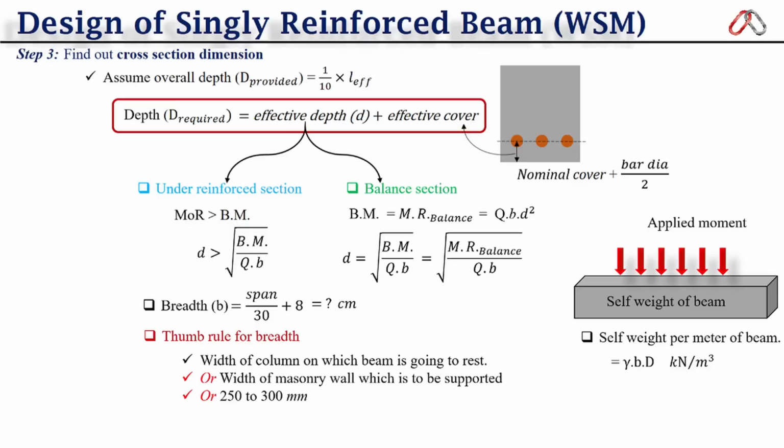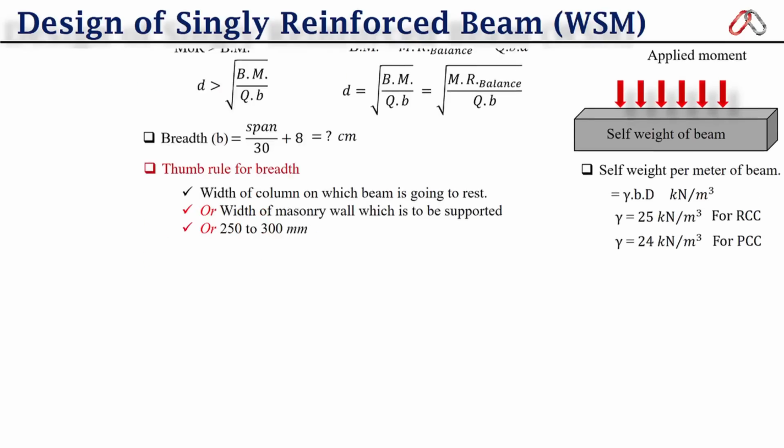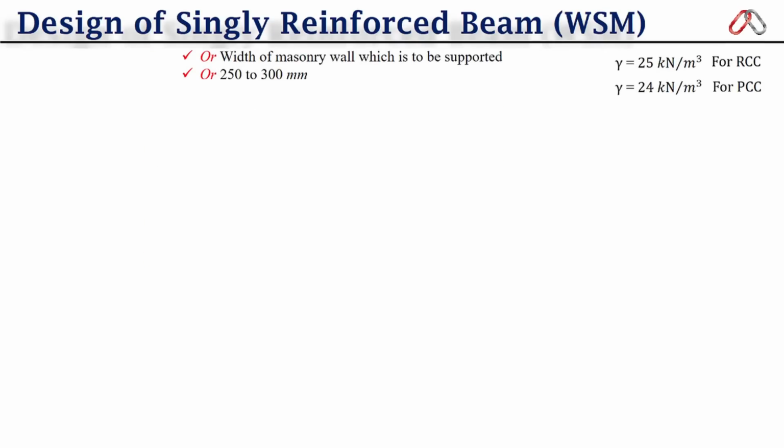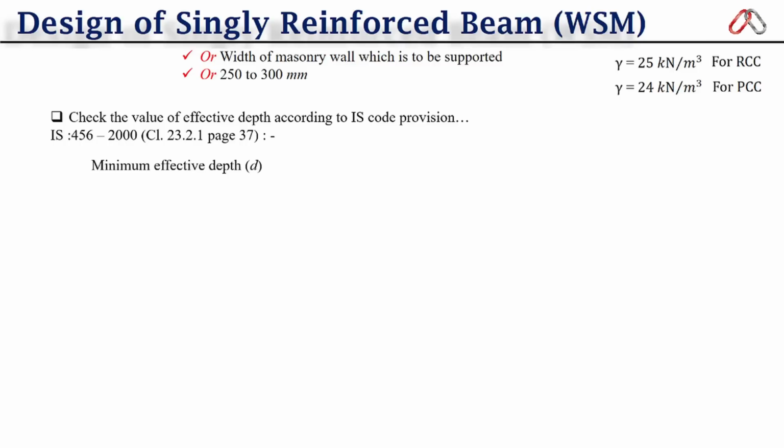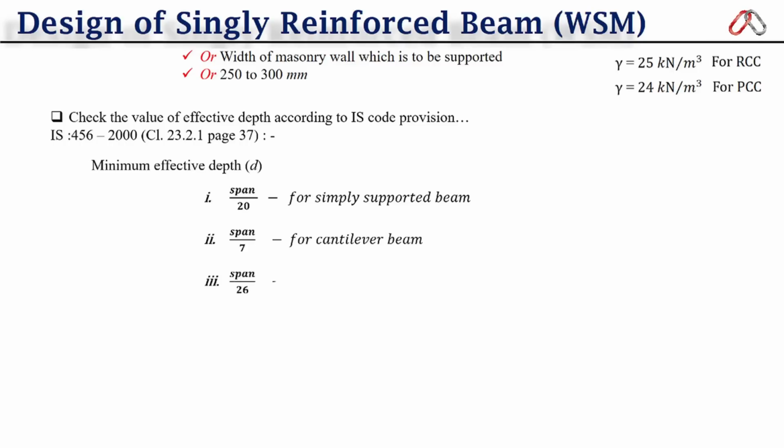You might think here, what will be the value of unit weight gamma for concrete. So the values of gamma are 25 kilonewton per meter cube for reinforced cement concrete, and 24 kilonewton per meter cube for plain cement concrete. After finding the bending moment and using the value in the formula, find out the effective depth. Here you have to check the value of effective depth according to IS code provision. Minimum effective depth D is span upon 20 for simply supported beam, span upon 7 for cantilever beam, and span upon 26 for continuous beam.